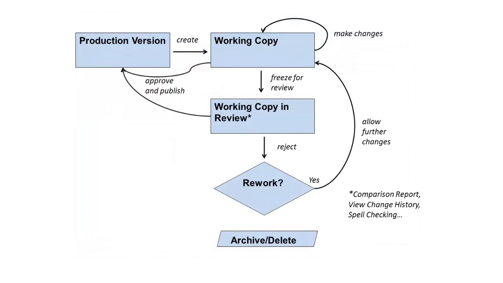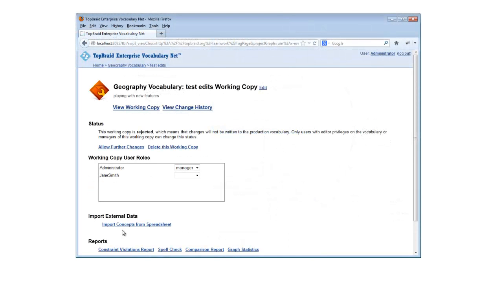After I rejected this working copy's changes, instead of allowing further changes, I could have deleted it by picking Delete this working copy.